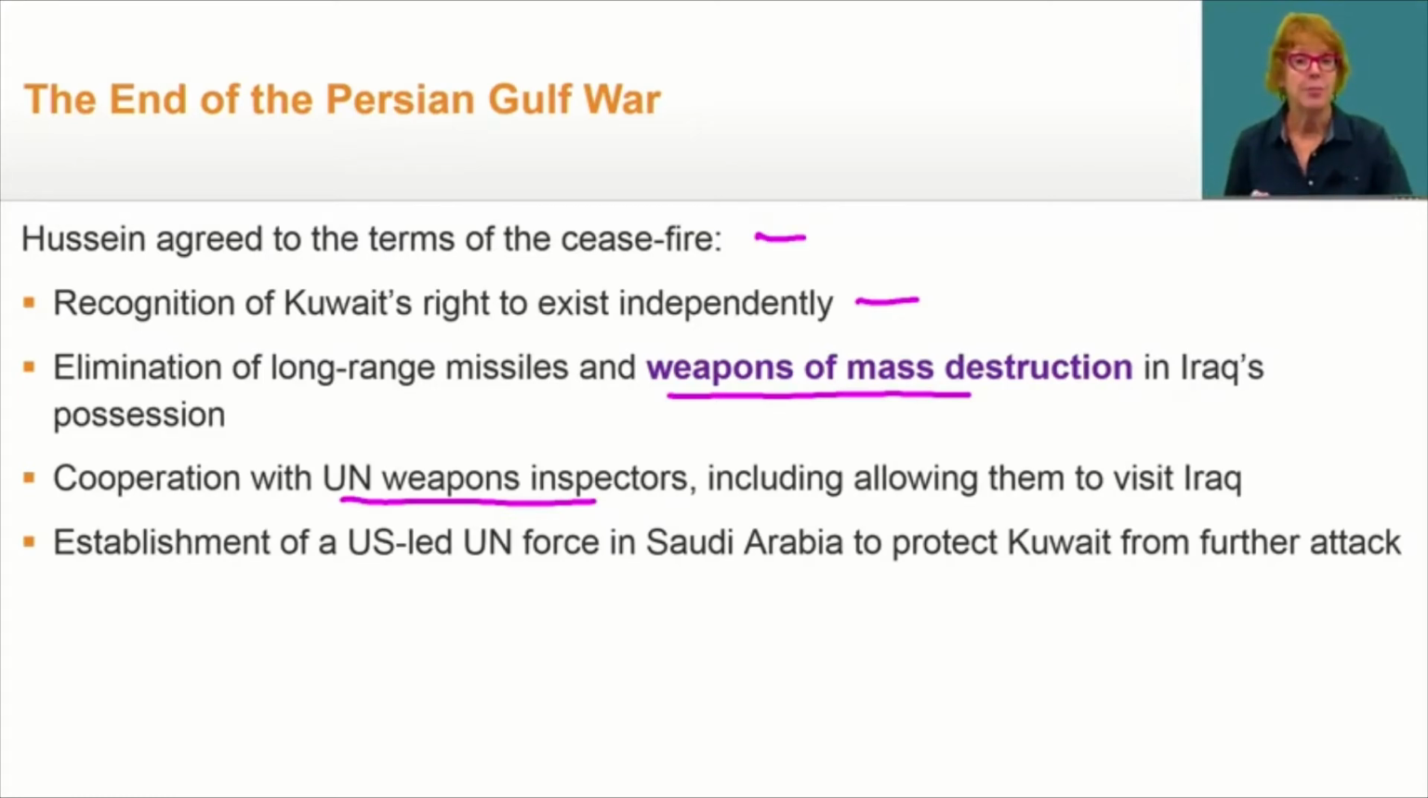Hussein was forbidden from possessing weapons of mass destruction and large-scale weaponry, especially chemical, biological, radiological, or nuclear weapons, and there was the establishment of a U.S.-led UN force in Saudi Arabia to protect Kuwait from further attack. After Iraq's defeat, the world community took steps to ensure that Iraq would no longer be a threat to Middle Eastern peace.